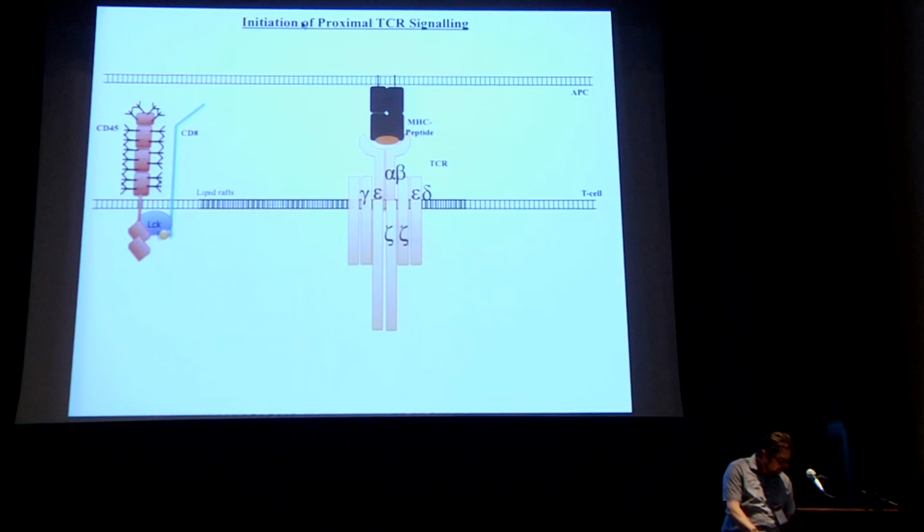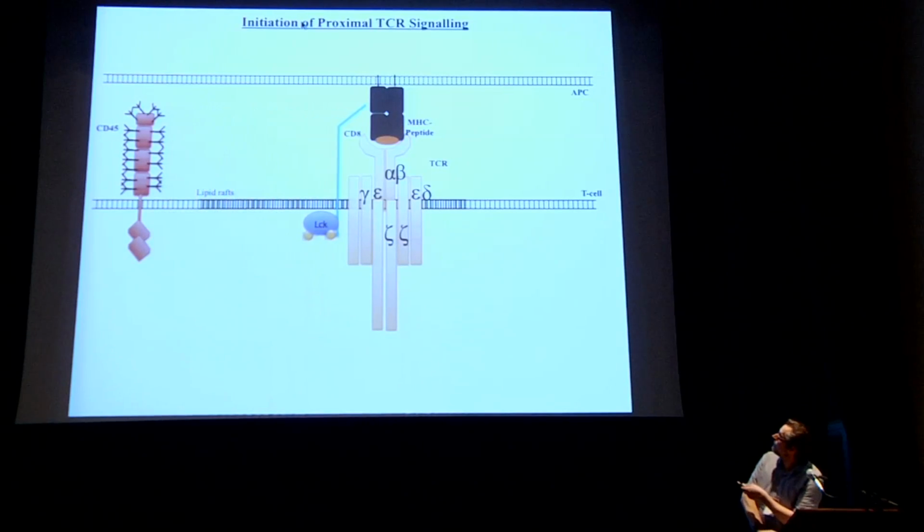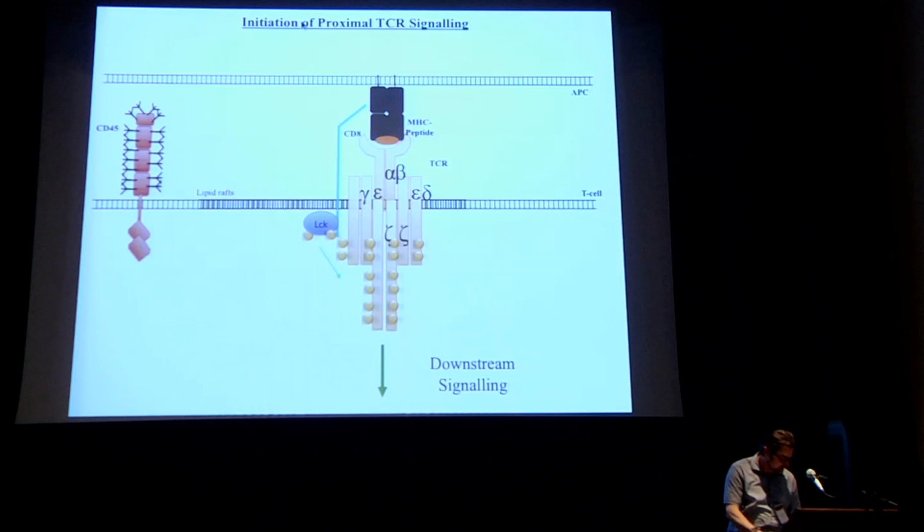So when you get T cell receptor engagement, then CD8 gets recruited as well, and then you have LCK there. LCK gets phosphorylated, and the active form of LCK will phosphorylate the rest of the T cell receptor complex, and then you'll get downstream signaling.